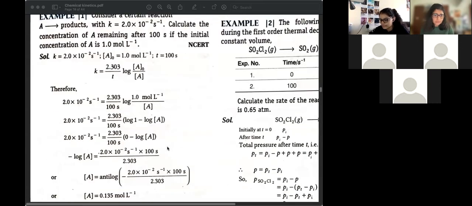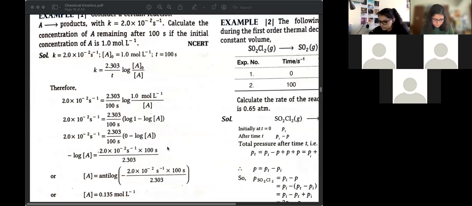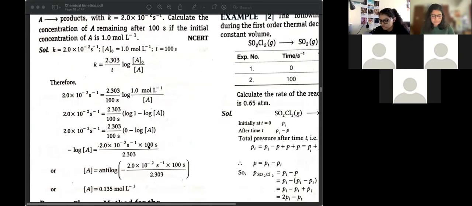Let's see, wait. 2 divided by 2.303 is 0.86 something. 10 raised to the power 0.86, no, it should be minus 0.86. Where is minus? Minus 0.86 equal to 0.138. That's what you need to do. So whatever value at the end of this calculation you get, just press 10 raised to the power that particular value. That is literally what anti-log is.